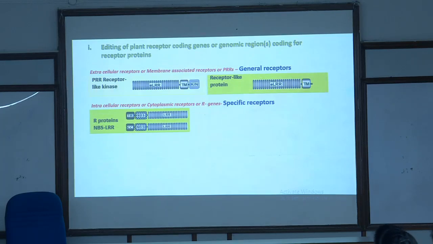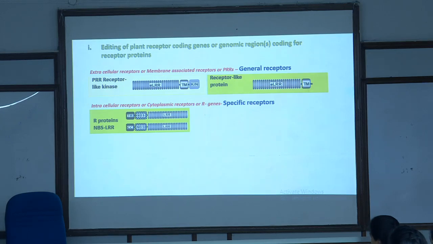Let's see, editing of receptors, right? So how many types of receptors are there? We have what are called general receptors. They are on the cytoplasmic membrane. They negotiate with the PAMPs, pathogen-associated molecular patterns. And we have intracellular receptors. There are two kinds I told, CC-NBS-LRR and TIR-NBS-LRR. They negotiate with a powerful pathogen molecule, what are called effectors, right?